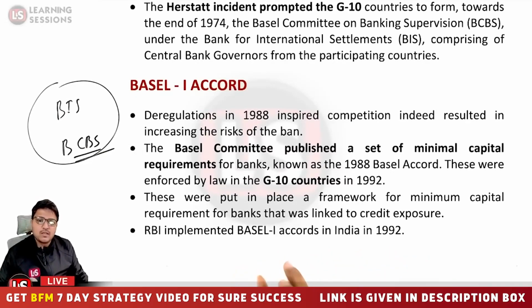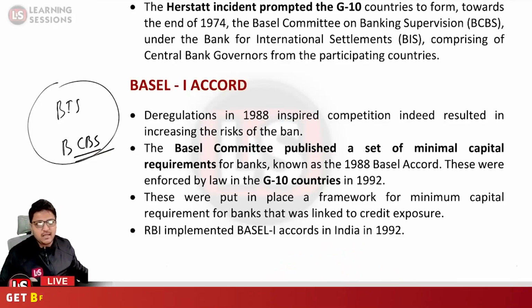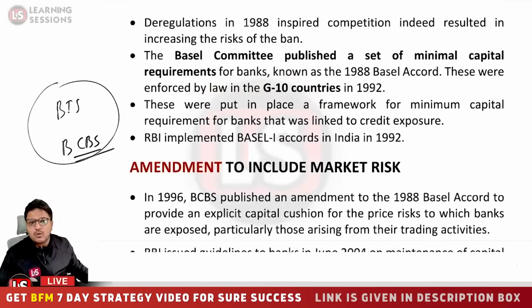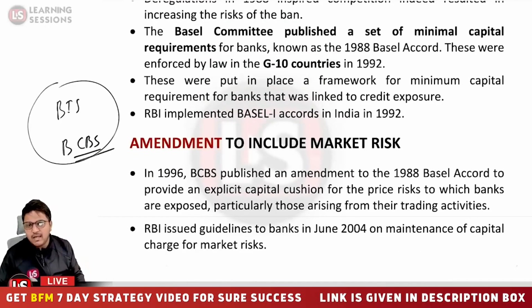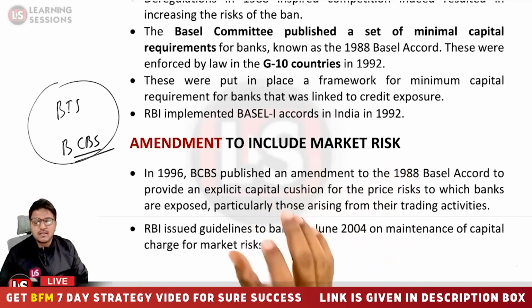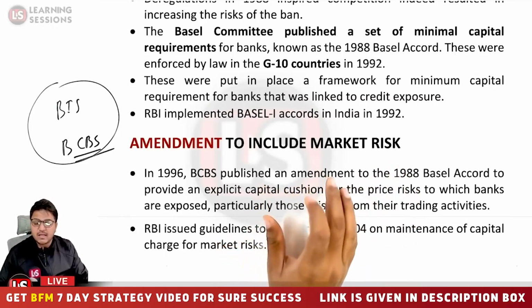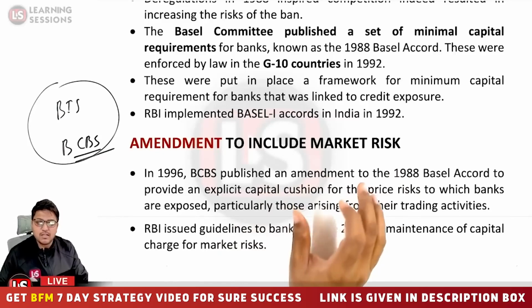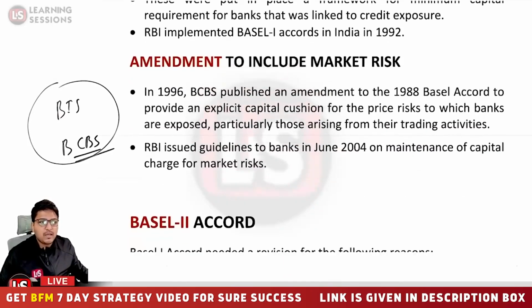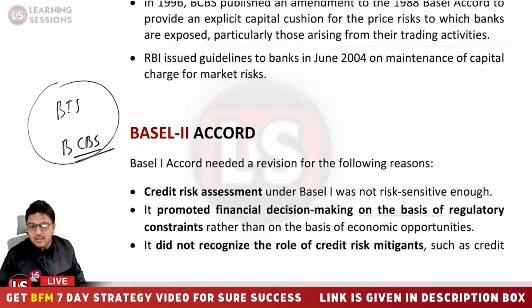So these guidelines, Basel I Accords, were implemented in India in 1992, and further an amendment was made so as to include the market risk. Previously they were maintaining capital only for the credit risk, but as per the new amendment to the Basel I Accords, capital is also maintained for the market risk. And further there were amendments under Basel II, and then capital is also being maintained for the operational risk.